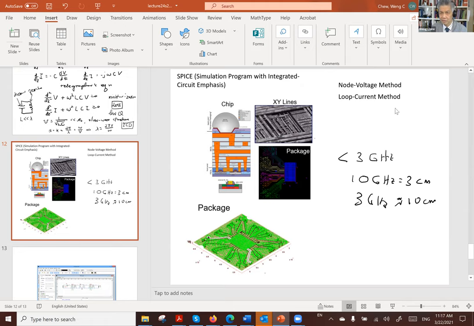In that case, you use the node voltage method, the loop current method, to convert a circuit problem into a matrix problem. You can actually learn this as an undergraduate student. And then if you have the matrix problem, you have to solve matrix equations. SPICE is a good commercial program to solve a matrix equation.